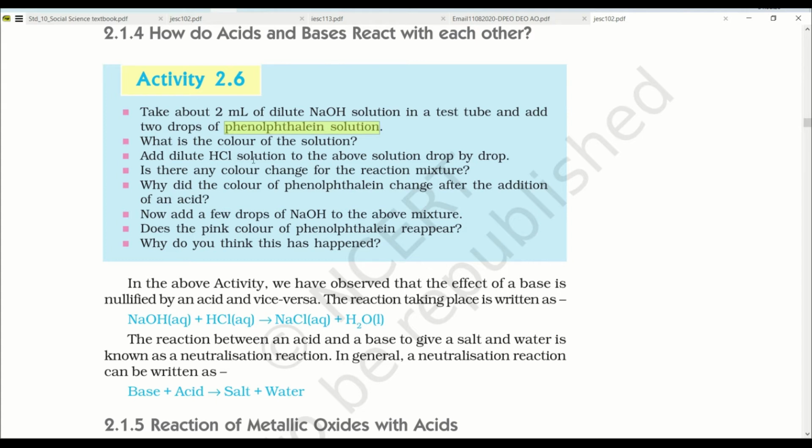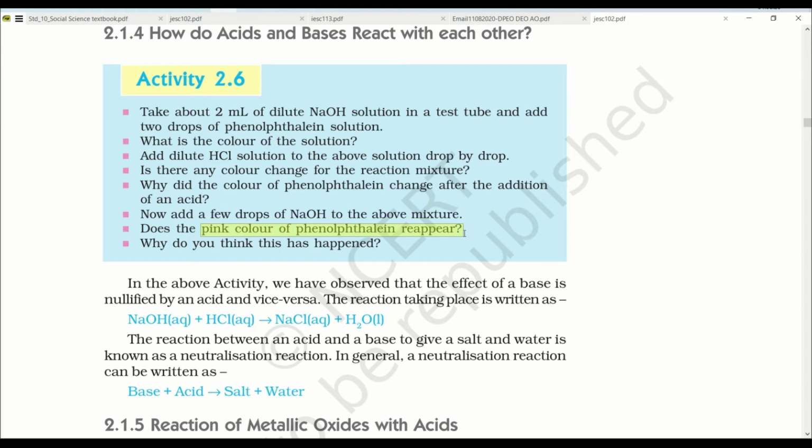Add dilute hydrochloric acid to the above solution. Is there any color change for the reaction mixture? What is the color of phenolphthalein after addition of the acid? Now add a few drops of sodium hydroxide to the above mixture. The pink color of the phenolphthalein reappears. Why do you think this has happened?